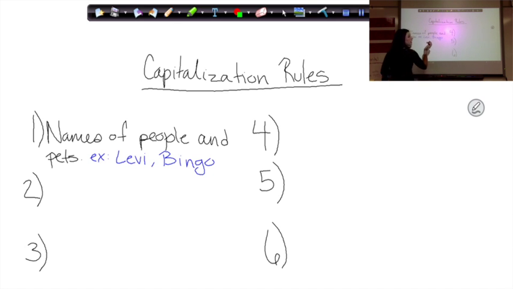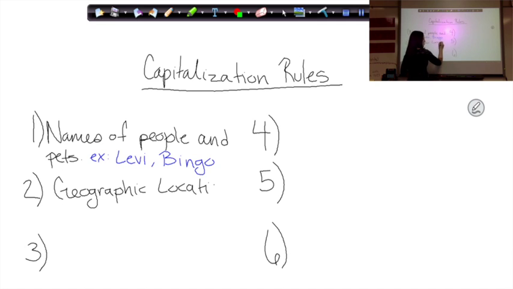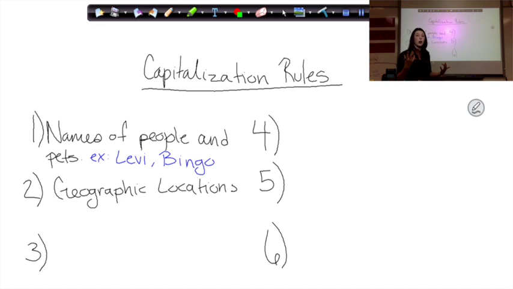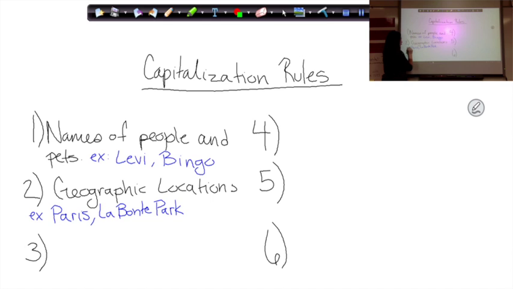Another capitalization rule is that you are going to capitalize geographic locations. What on earth does that mean? Geographic locations are a place that you could go, not just like here or there or the park. It's a specific place. So, for example, Paris or Levante Park. If you are thinking of others, write your own.